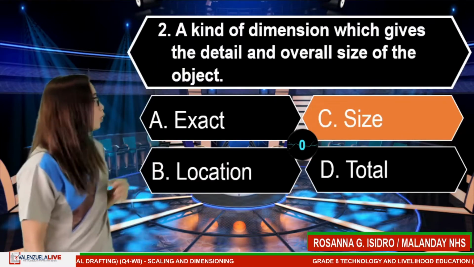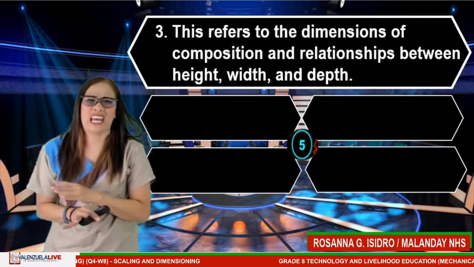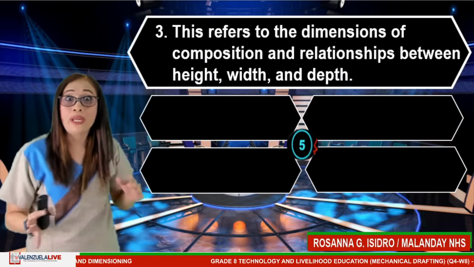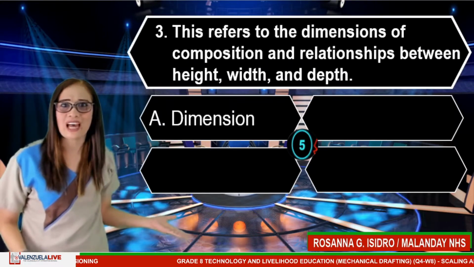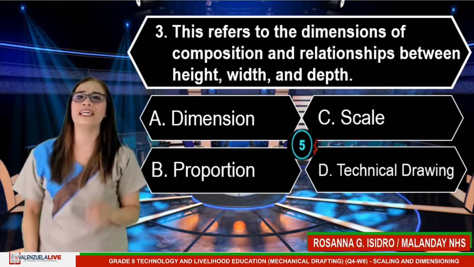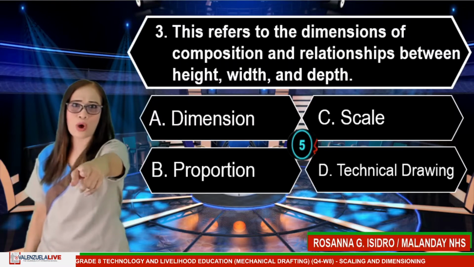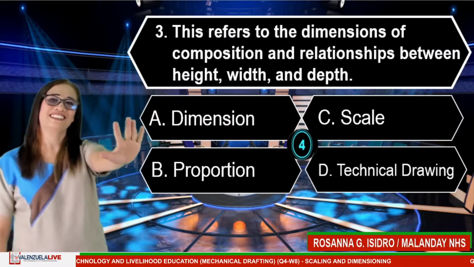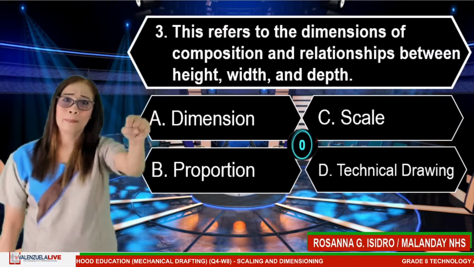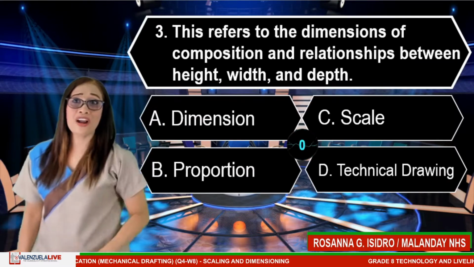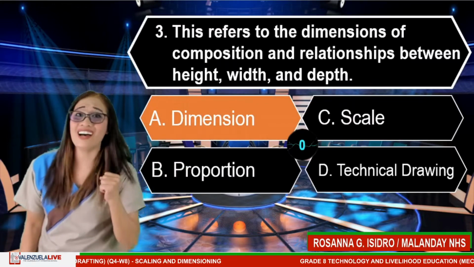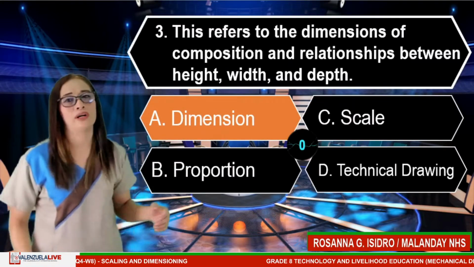Number three, this refers to the dimensions of composition and relationships between height, width, and depth. It is letter A, dimension, B, proportion, letter C, scale, or letter D, technical drawing. Your time starts now! Answer is letter A, dimension. Very good.